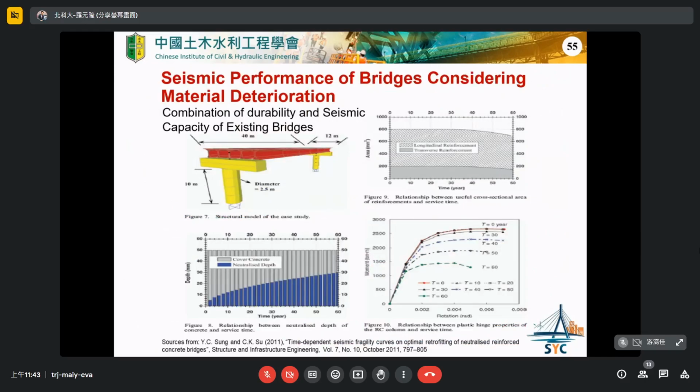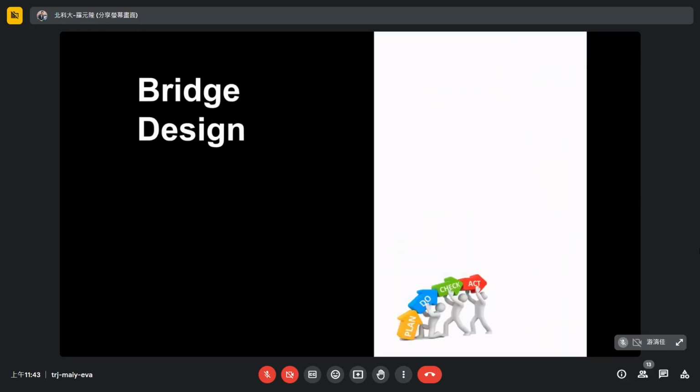And also we combine the durability problem with the seismic problem. So as you can see, at the beginning of the completion of the bridge, T equals 0, its seismic capacity is this curve. And after 60 years of use, it decreased to the green line. So we can study the relationship between the seismic capacity and the durability. And then how can we reflect the concepts we gathered in bridge design in the future?